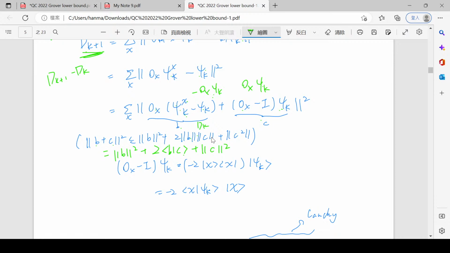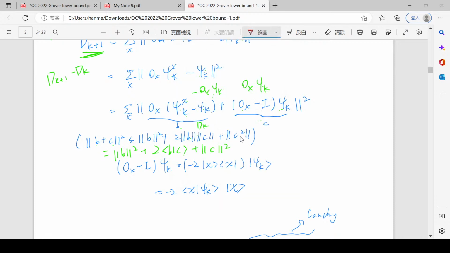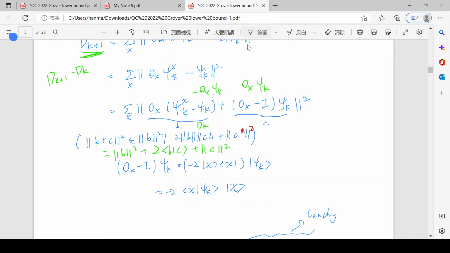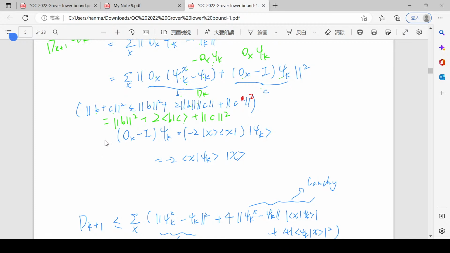Okay. So from Cauchy-Schwarz, we know the norm of the vector b plus c, squared, is less than b squared plus c squared plus 2 norm b norm c. Okay. And then we bound the b and the c one by one. So we do c first, okay?